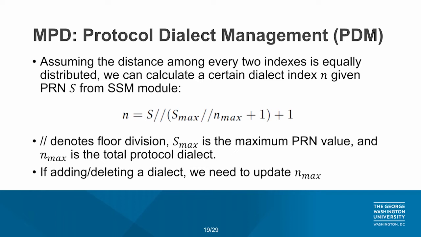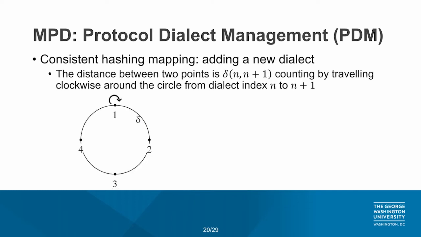Assuming the distance among every two indexes is equally distributed, we can calculate a certain dialect index n given the pseudo-random number s from the SSM module. The equation is presented here. If we add or delete a dialect, we have to update the total protocol dialect number and max. We give a figure here to further illustrate our design of consistent hashing mapping.